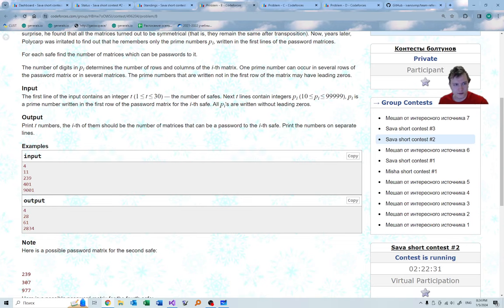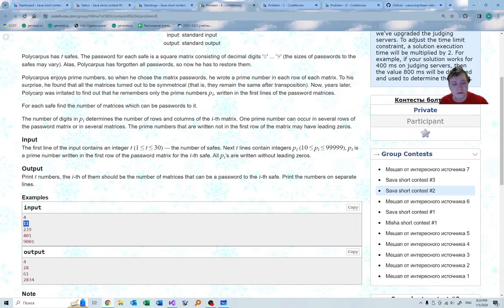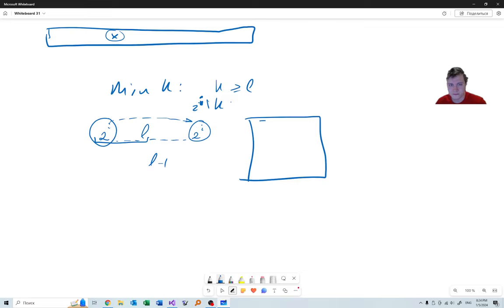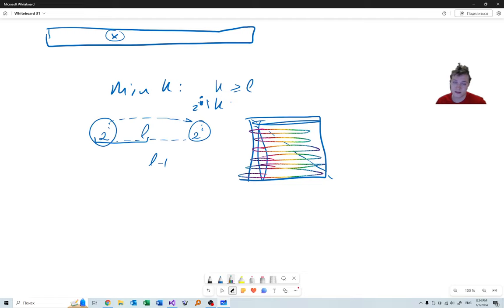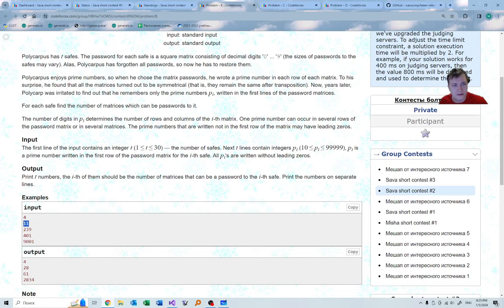Okay, so the question is for every safe there is a prime number in the first row and the first column. The matrix is symmetrical, so we need to find several primes such that each of these numbers is prime and this is a symmetrical matrix. Okay. What is the length? The length is not big, actually. Only 5 numbers. Only 5 digits.